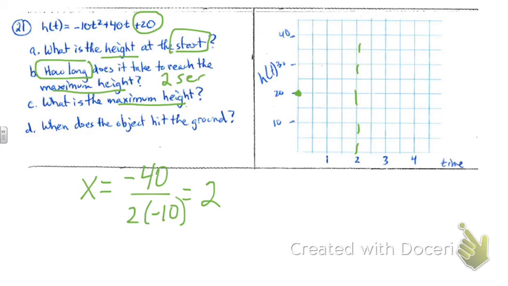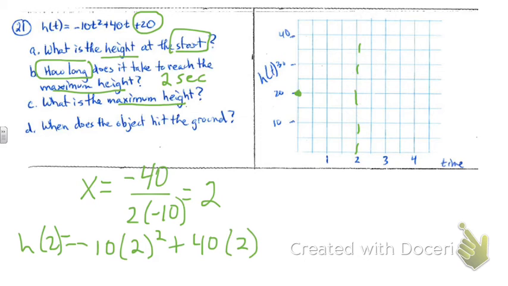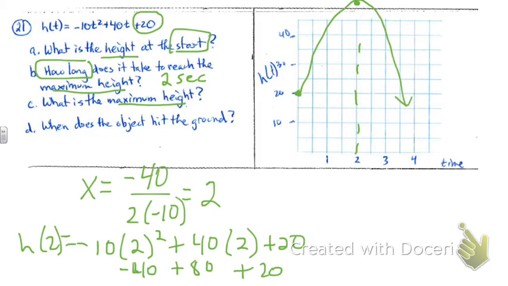That's the time. And then the actual maximum height, I'm going to plug it back in to my height equation. I'm going to find the height at 2. So this is negative 40 plus 80 plus 20. So that's 100 minus 40, which is 60. So it actually doesn't even fit on my graph. It's somewhere up in here. So this thing's going to go up to here, and it's going to come down over here somewhere.